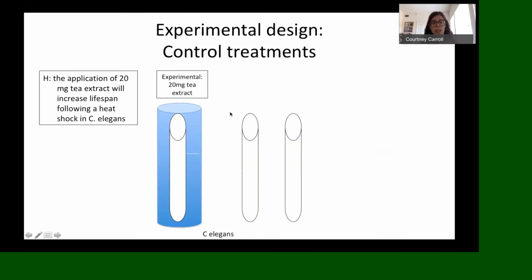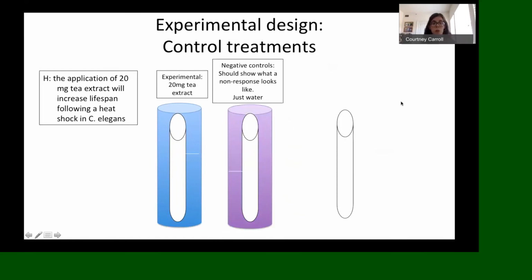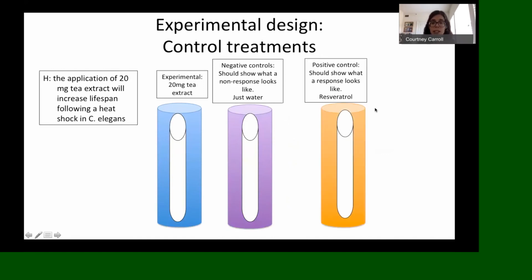So we're going to have our experimental group. They're going to be exposed to the 20 milligrams of tea extract. We're going to have a negative control, and this should have a non-response, right? So this is just the water without any tea. And then we're going to have positive control, which should have a really good response, and it comes from our literature review. So for this, we're going to use resveratrol, which is an anti-aging compound that's found in red wine and is known to have a positive effect in nematodes.